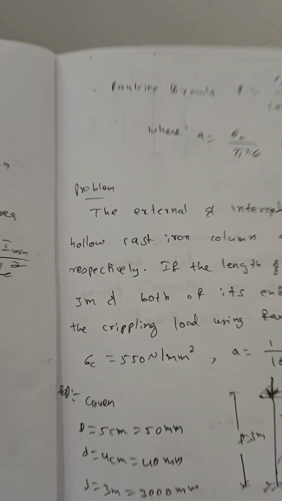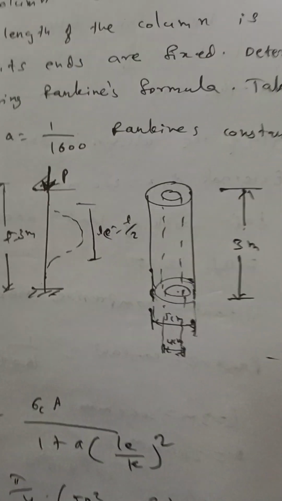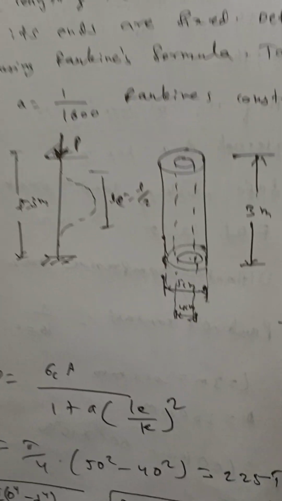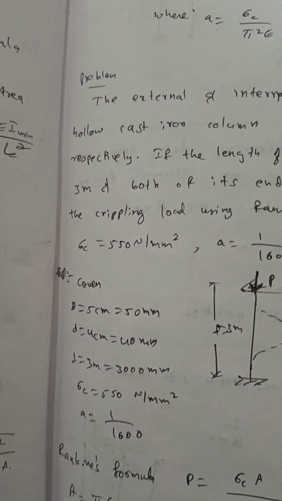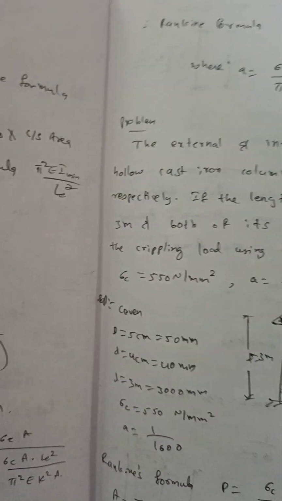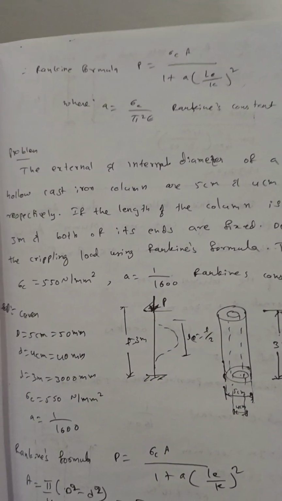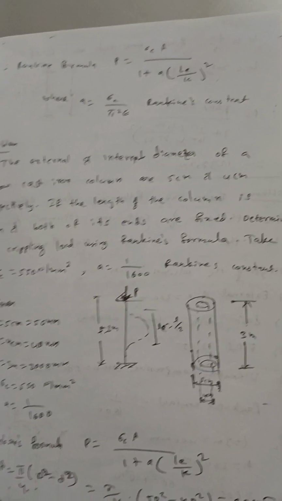Now let us see a problem on this. The external and internal diameters of a hollow cast iron column are 5 cm and 4 cm respectively. The length of the column is 3 meters, and both of its ends are fixed, top and bottom. When both ends are fixed, LE equals L by 2. We know this. So determine the crippling load using Rankine's formula.